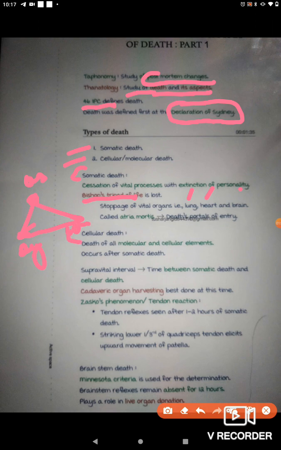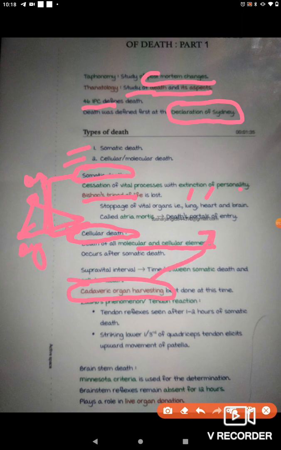What is cellular death? Cellular death is the death of molecular and cellular elements. Cellular death occurs after the somatic death. So first there is somatic death, cessation of the life process, then death at the level of molecule and cell, and cellular death. The time interval between the somatic and the cellular death is called the supravital interval. So cadaveric organ harvesting is done in the supravital interval. If we ask, cadaveric organ harvesting is done in which period? It is the supravital period.